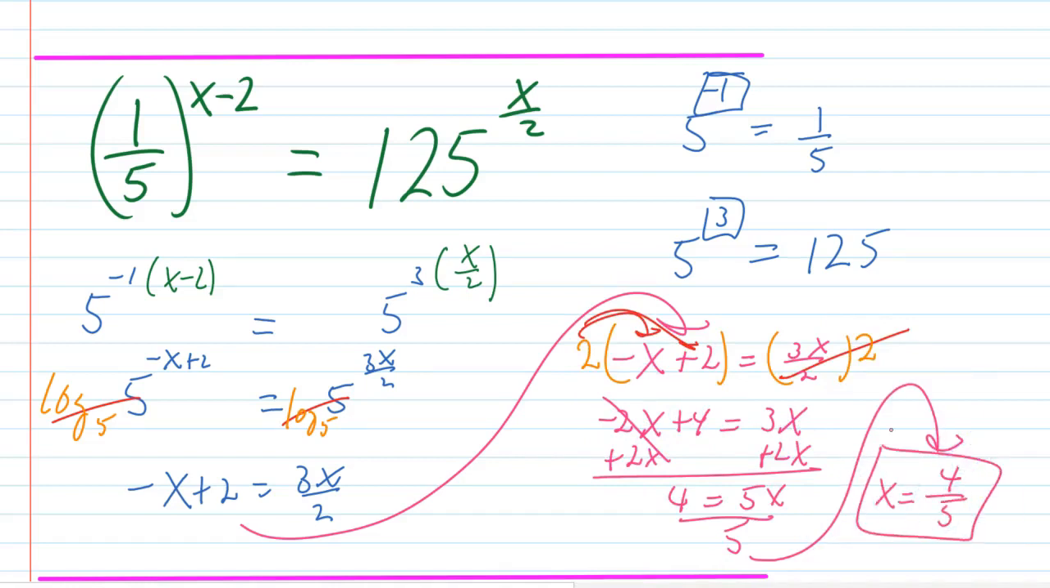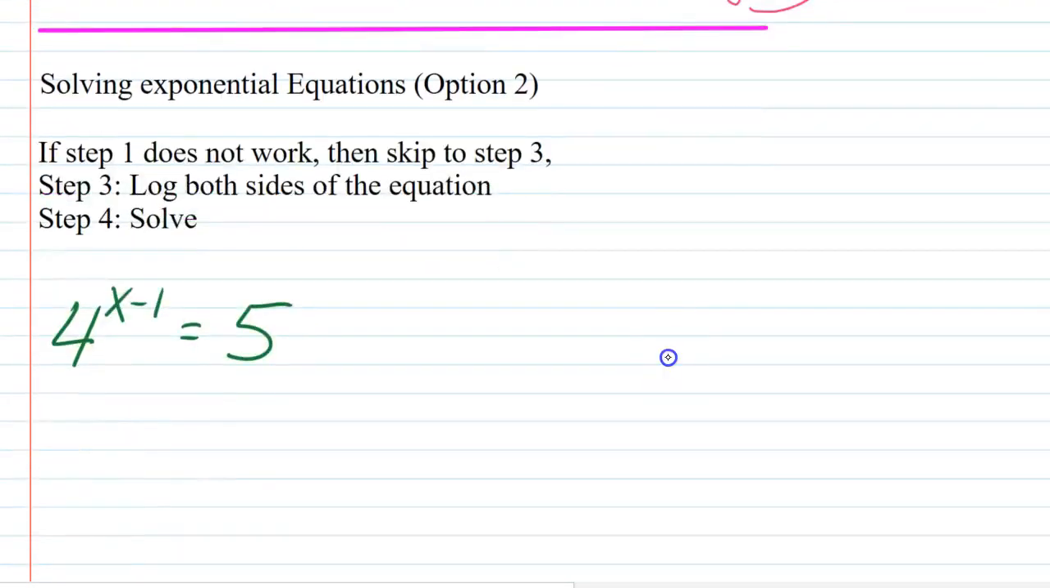Give me a final answer of x is equal to 4/5. Now, unfortunately, we can't always cancel the logs out so easily. So if option 1 does not work, then we go straight to step 3, and we simply log both sides of the equation.